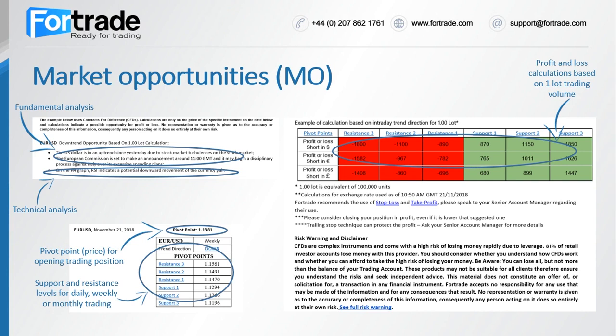When using a market opportunity, it's vital to look at the pivot point on which the calculations are based. In this instance, if the price reaches 1.1381 that you can see on the left hand side of the screen here, this shows the right moment in our estimation for opening a trading position, had you chosen to trade on this opportunity when it was active. You can see below the trend direction and the time period.